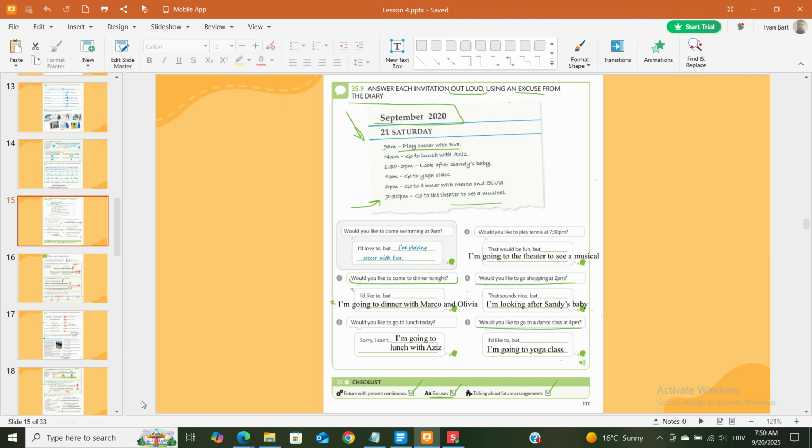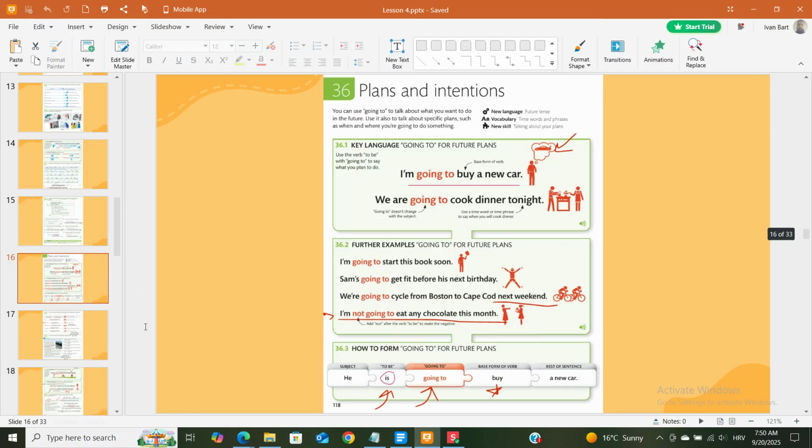35 Checklist: future with present continuous, excuses, talking about future arrangements. 36 Plans and intentions. You can use going to talk about what you want to do in the future. Use it also to talk about specific plans, such as when and where you're going to do something. New language: future tense, vocabulary, time words and phrases. New skill: talking about your plans.